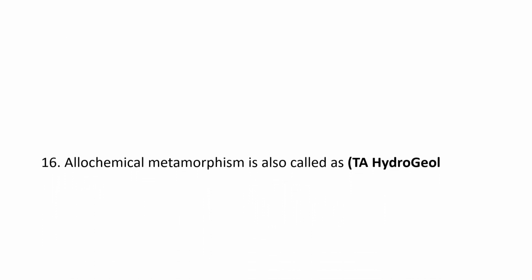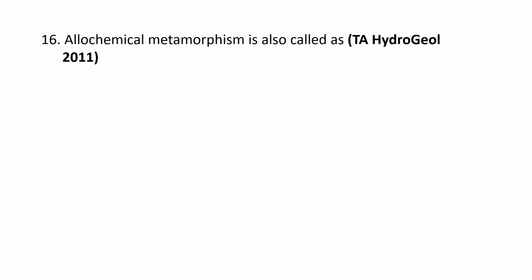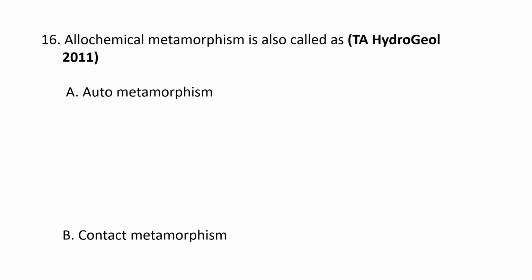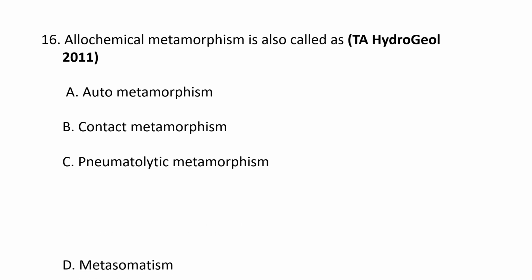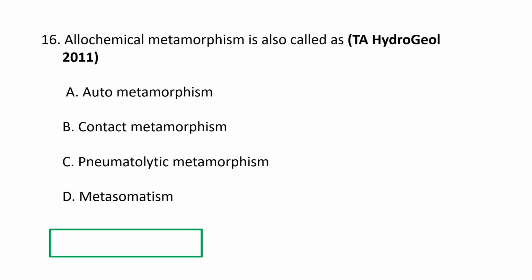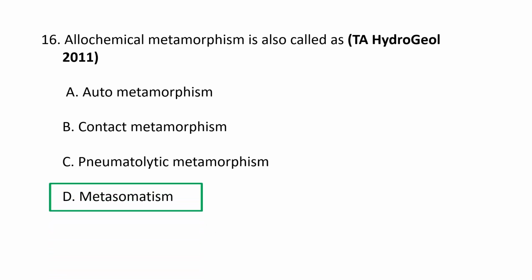Next question. Allochemical metamorphism is also called as A. autometamorphism, B. contact metamorphism, C. pneumatolytic metamorphism, and D. metasomatism. Allochemical metamorphism is also called as metasomatism. It's a type of metamorphism that involves a significant chemical change in rock.